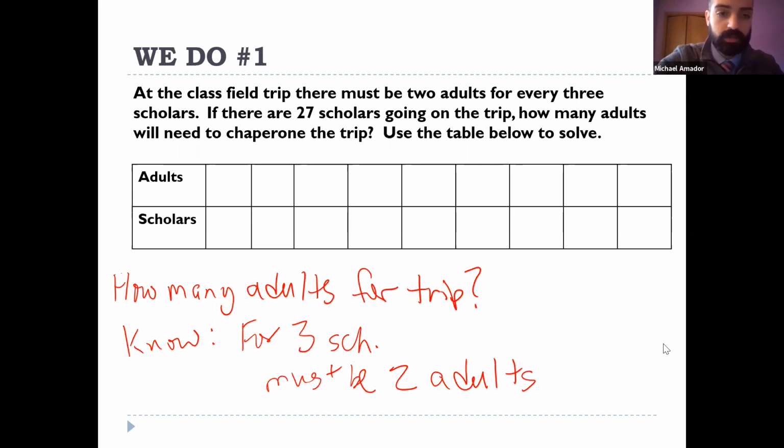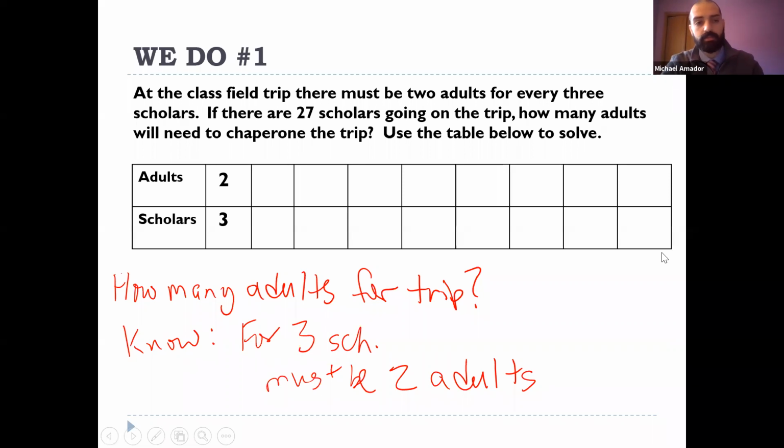Let's start with the first number you said, 3 scholars, right? How many adults do you need if there are 3 scholars? 1 adult. Take a look at the problem. I mean, 2 adults. So the first step would be, thank you, Joseph, to fill in 3 scholars and 2 adults.